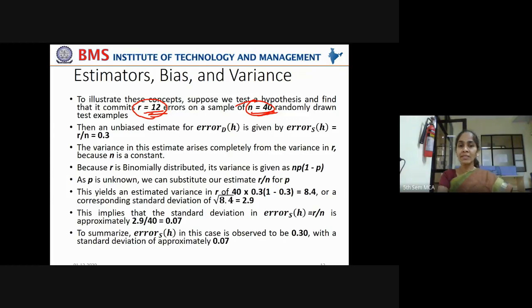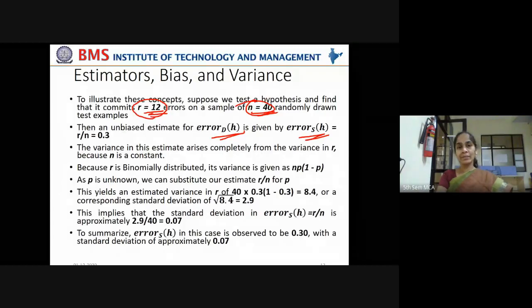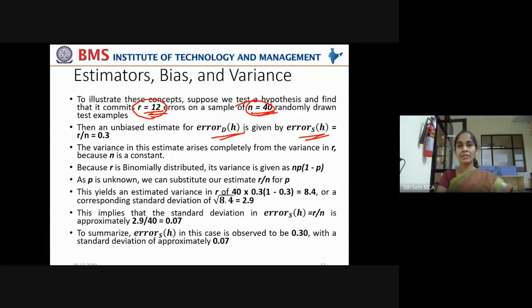Then an unbiased estimate for the true error is given by the sample error, both will be the same. When we say unbiased estimate, always remember it is that sample error is equal to true error. When I say unbiased estimate, sample error is equal to true error. Then an unbiased estimate for true error is nothing but the sample error.